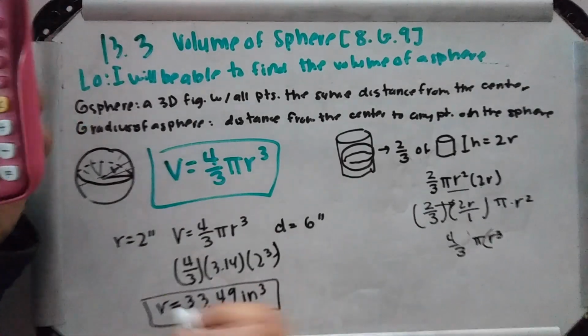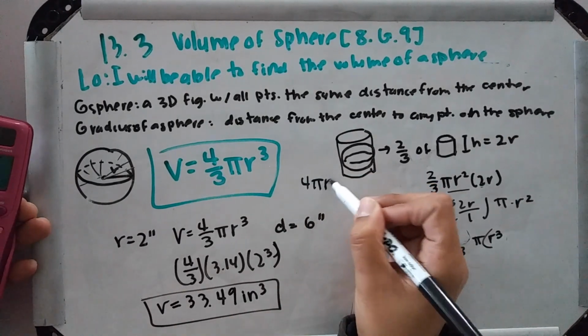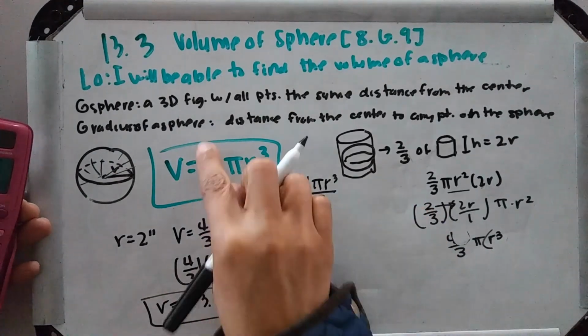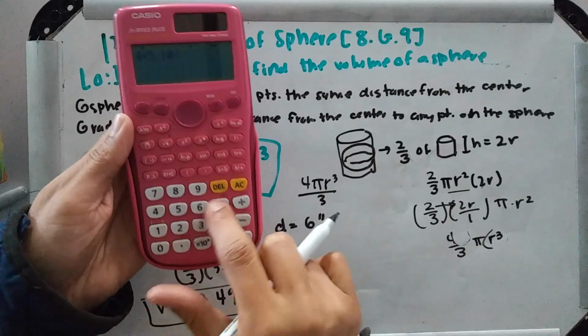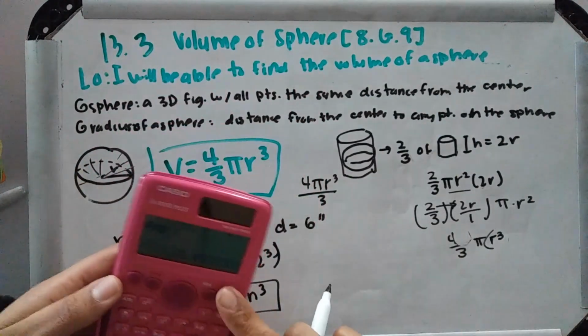The other way to do it, I don't want to confuse you, but you can also do 4 pi r to the third power divided by 3, which is essentially the same thing that you're doing right here. So if I do that, I go 4 times 3.14 times 8 equals, divided by 3. I end up with exactly the same answer. So whatever works for you guys, that's what you do.